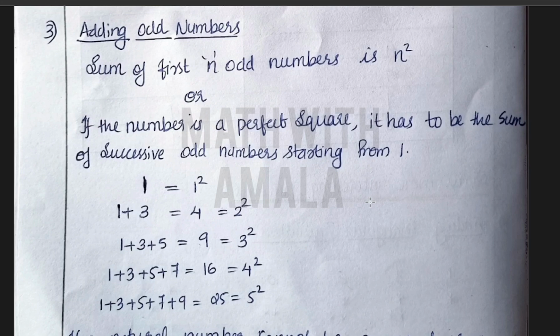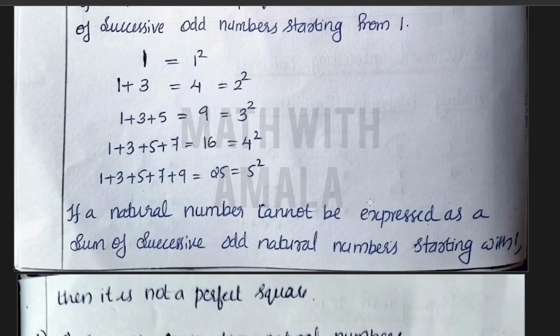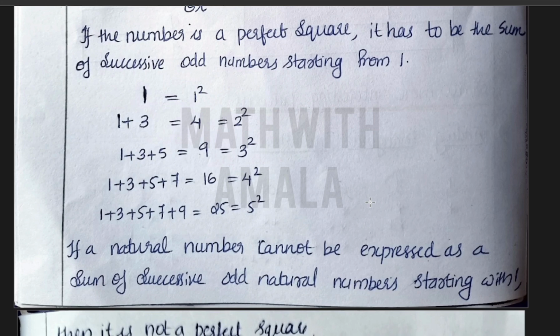Third pattern, adding odd numbers. Sum of first n odd numbers is n square, or if the number is a perfect square, it has to be the sum of successive odd numbers starting from 1. For example, 1 is equal to 1 square itself, but 1 plus 3, the odd number addition, will give you 4, that is 2 square. 1 plus 3 plus 5 equal to 9 will give you 3 square. 1 plus 3 plus 5 plus 7 is equal to 16, that is 4 square. 1 plus 3 plus 5 plus 7 plus 9 is equal to 25, that is 5 square.